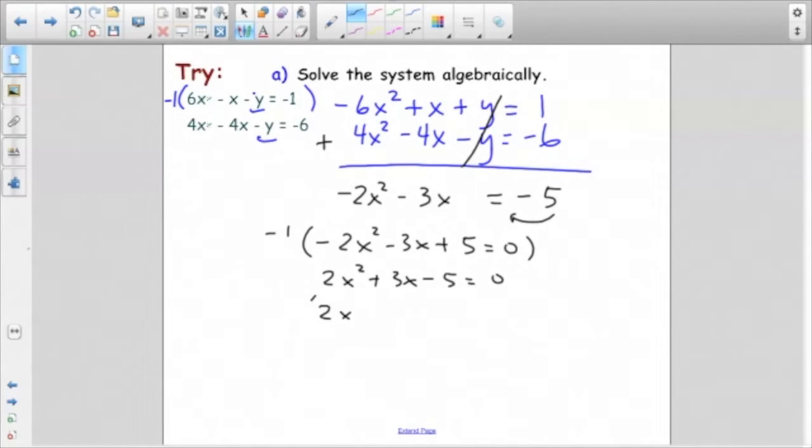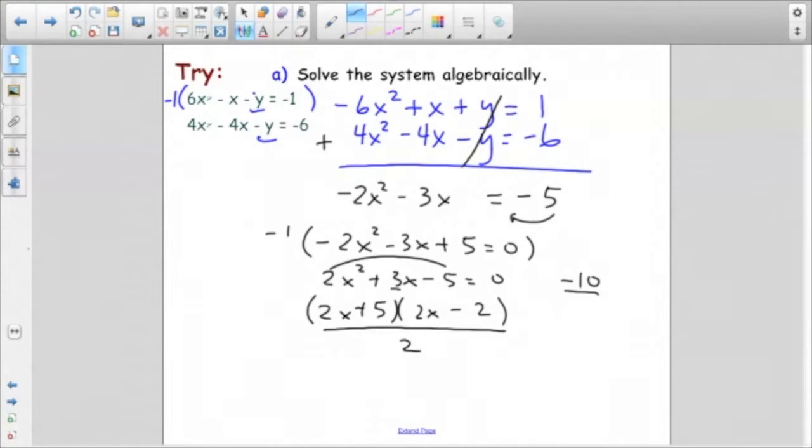So we get 2x. Multiply this outside, so it's -10. Numbers that multiply to 10 and add to 3, so 5 and 2. It's positive, it's negative. This is all over 2, or triple play. That divides into that. So I get 2x plus 5, x minus 1. And so our roots are negative 5 over 2 and 1.